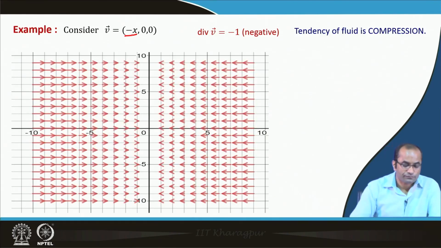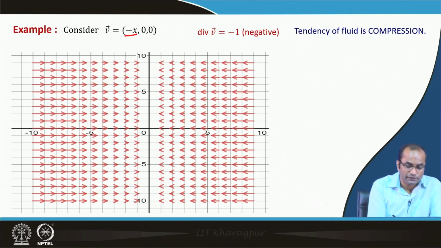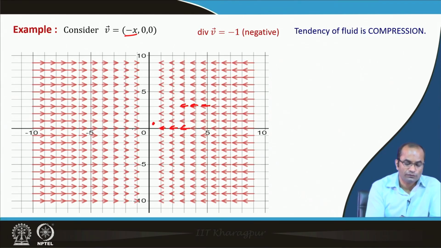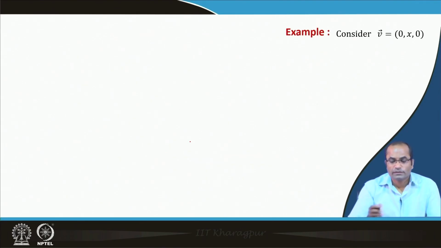And if we look at the visualization of this vector field, we can realize that something is happening in the other direction now, towards this line here, the y axis. We do see that the magnitude is becoming smaller and smaller. If we take any point anywhere, around this point the tendency of the fluid is for compression. This negative divergence itself signifies that, or we can visualize it and conclude a similar fact.